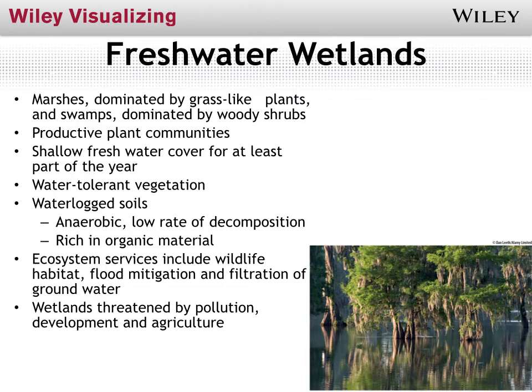We said the third category was wetlands, and we have two kinds of wetlands. Marshes are dominated by grassy type plants, whereas swamps are dominated by woody plants, woody trees and shrubs, like the cypress swamp that we see in this image on the slide. These are very productive communities because, again, they have an unlimited amount of water. All the living things in this area, when they die, accumulate in the bottom of the water, so there's a lot of nutrients there.